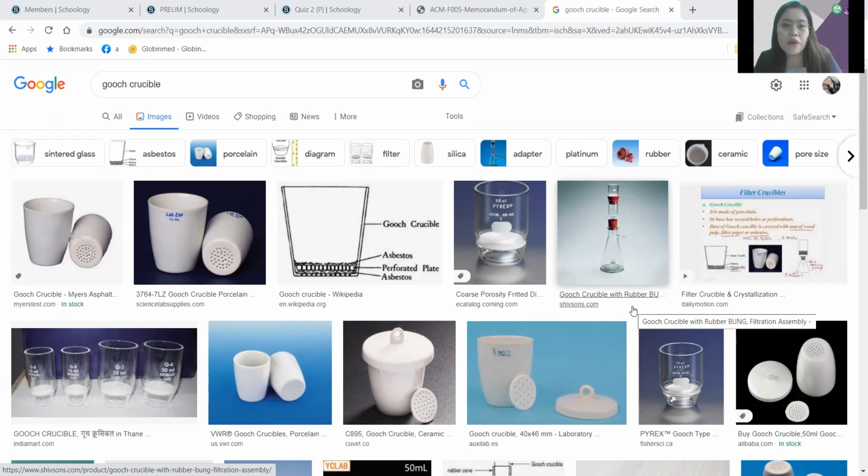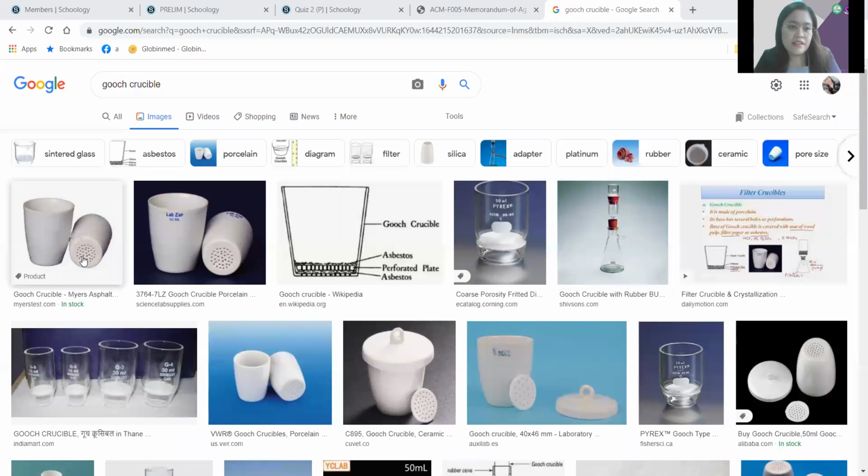So ganun pa rin naman ang mukha ng tinatawag na Gooch crucible except for the pores or the holes sa baba niya. Okay? Like this one, nakikita niyo itong parang butas-butas na yan. So you can actually place your substance there and that can actually filter. You can separate the solid material and then the liquid material will just pass through those pores. So ito yung Gooch crucible na tinatawag.